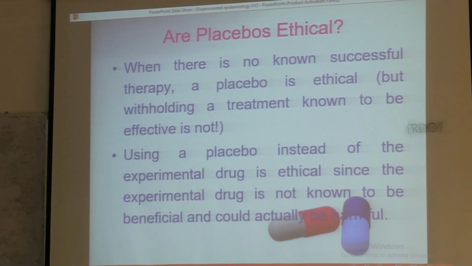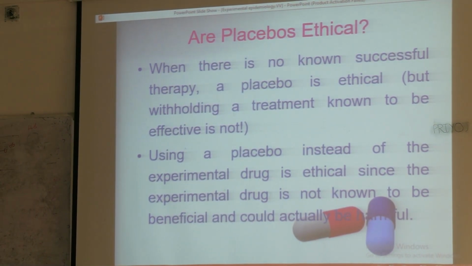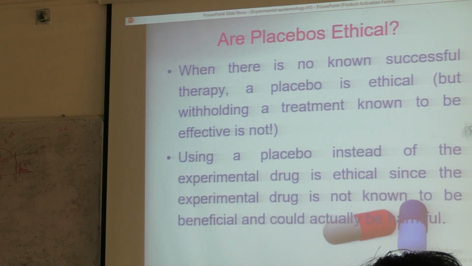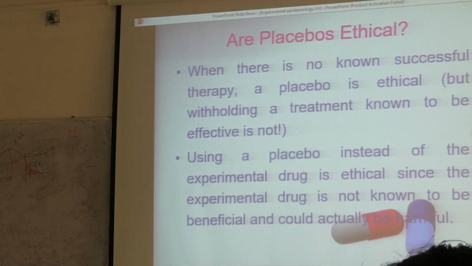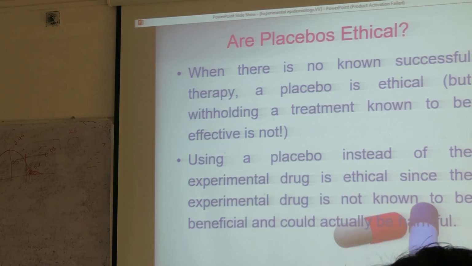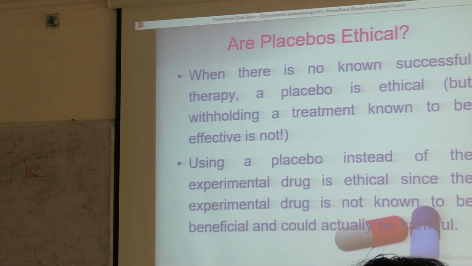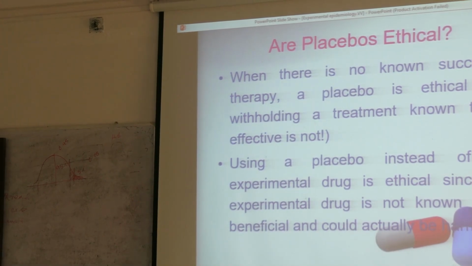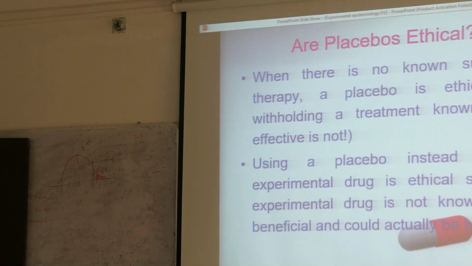Using a placebo instead of the experimental drug is ethical, since the experimental drug is not known to be beneficial and could actually be harmful. So you can use a placebo instead of the experimental drug. Like one group has got the experimental drug, the other group has got the placebo. You can use it because we don't know whether the experimental drug will be good or not. We don't know whether it's got side effects.